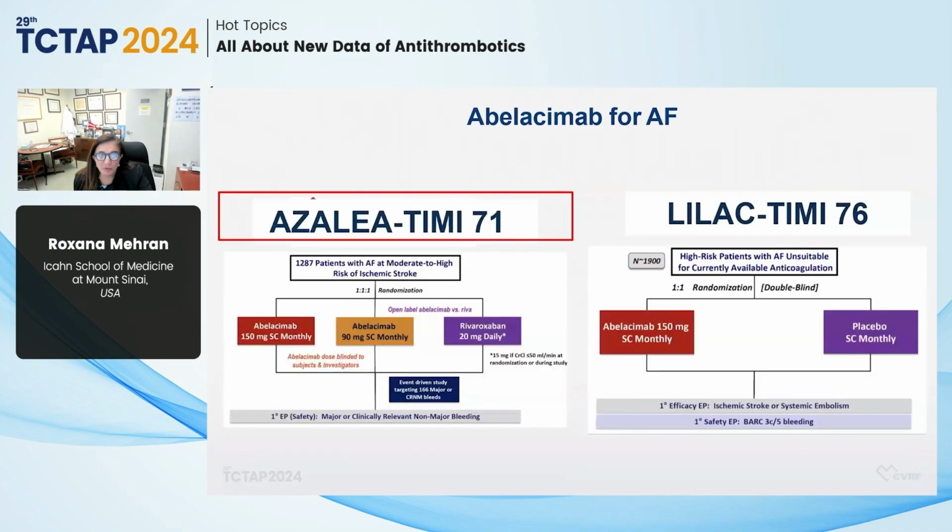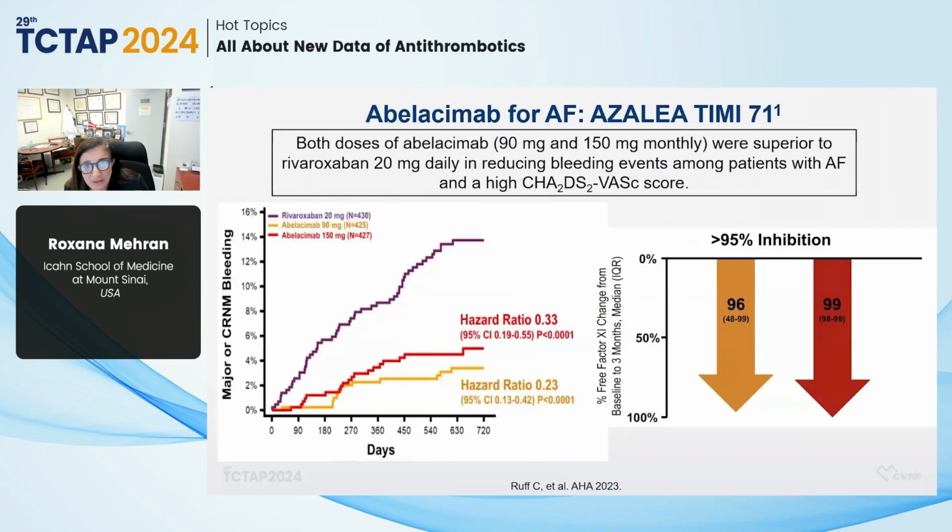And of course, there are these two programs, Azalea TIMI 71 and Lilac TIMI 76. Azalea is in AF patients with moderate to high risk of ischemic stroke, and Lilac is in patients with AFib who were unsuitable for the currently available anticoagulation. We saw Azalea 71 presented at AHA this past year, showing a fantastic benefit in inhibiting factor XIa, and, very importantly, low rates of bleeding compared to rivaroxaban. So a clear winner here.